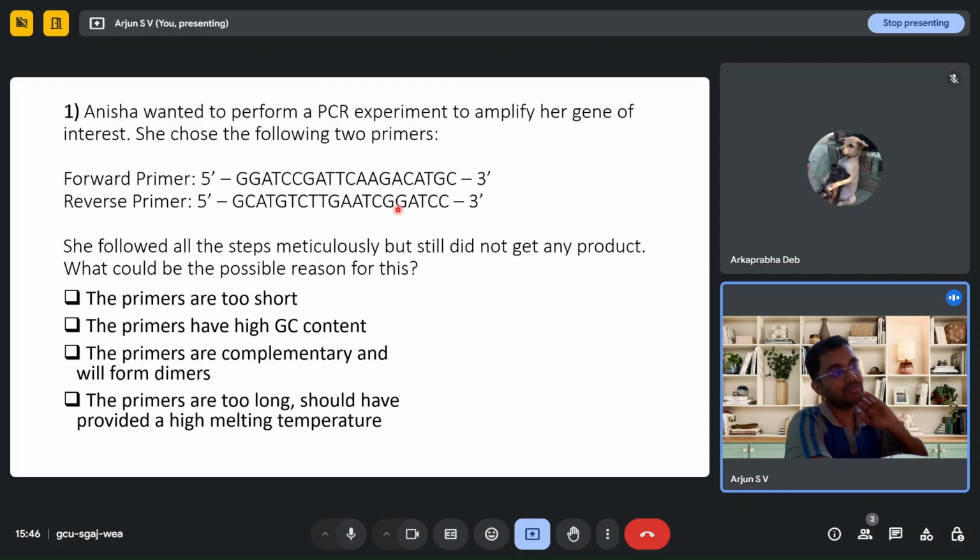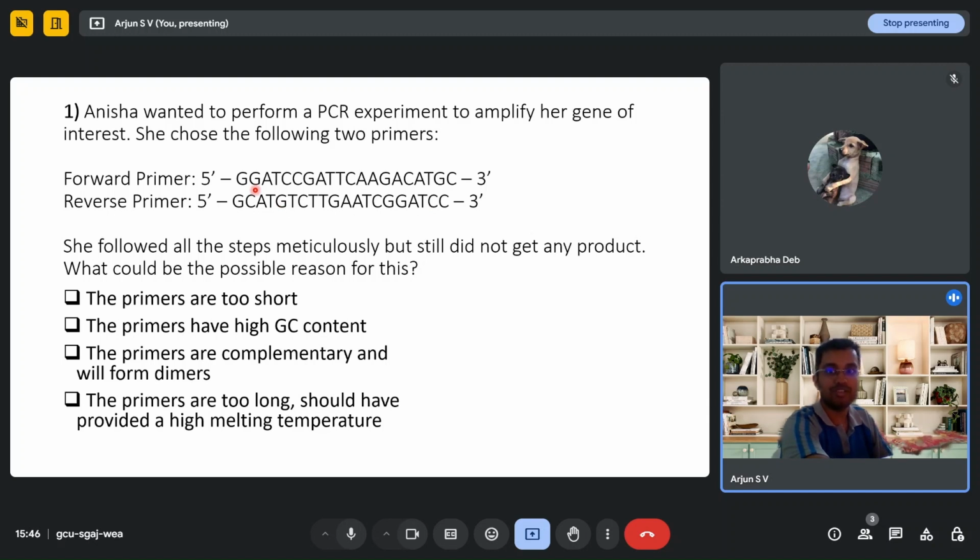The answer is pretty straightforward. We have a forward primer 5' to 3' and a reverse primer 5' to 3'. If you compare the 3' end and the 5' end of the reverse primer, both of them are complementary to each other. So C to G, C to G, T to A, T to A, C to G, T to A, and so on. It's complementary to the whole sequence.